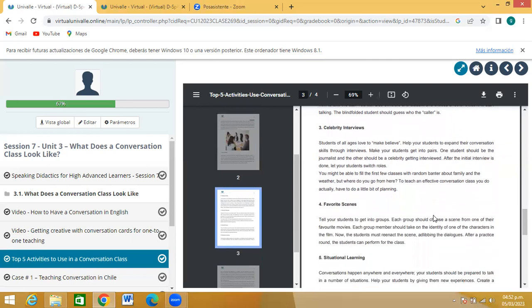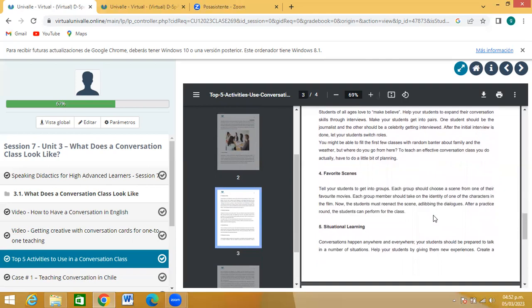Number 4, we have favorite scenes. Tell your students to get into groups. Each group should choose a scene from one of their favorite movies. Each group member should take on the identity of one of the characters in the film. Now, the students must reenact the scene out loud, with the dialogues. After a practice round, the students can perform for the class. That is another technique, okay?